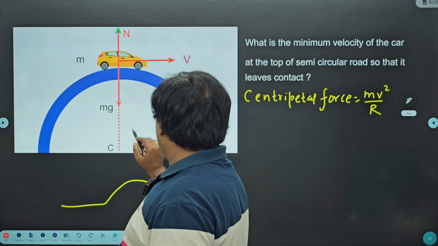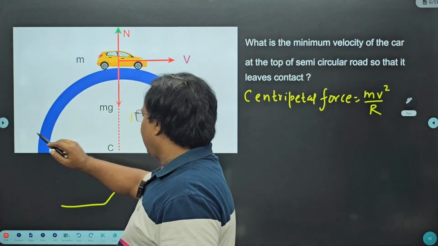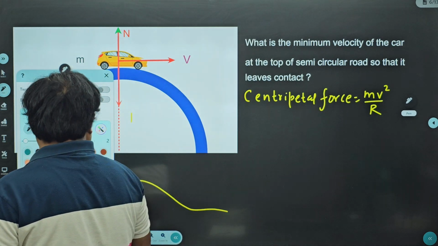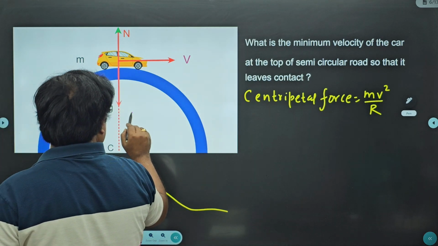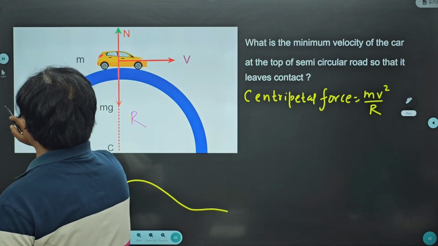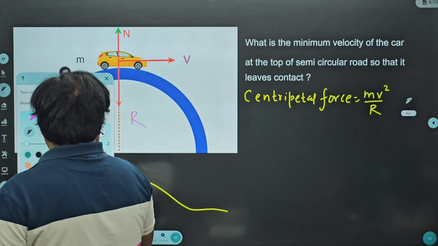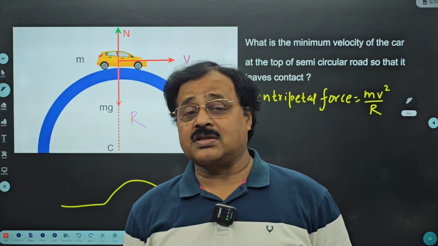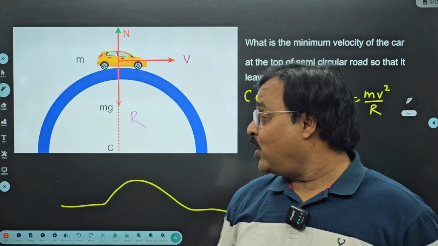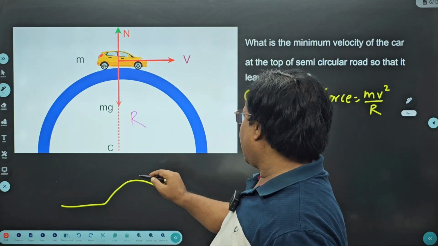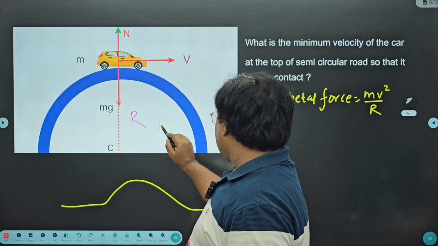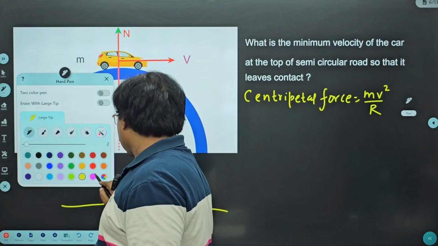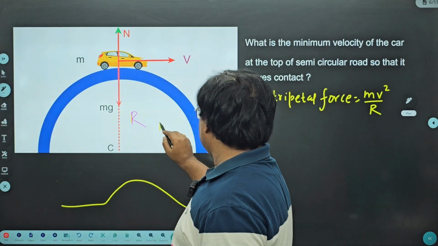You see, here r is the radius of the circle. Okay, my dear students. The formula for centripetal force is mv square by r. So what is the centripetal force? It is the force going towards the center of the circular path. It means we need a centripetal force mv square by r. This is the formula for centripetal force.